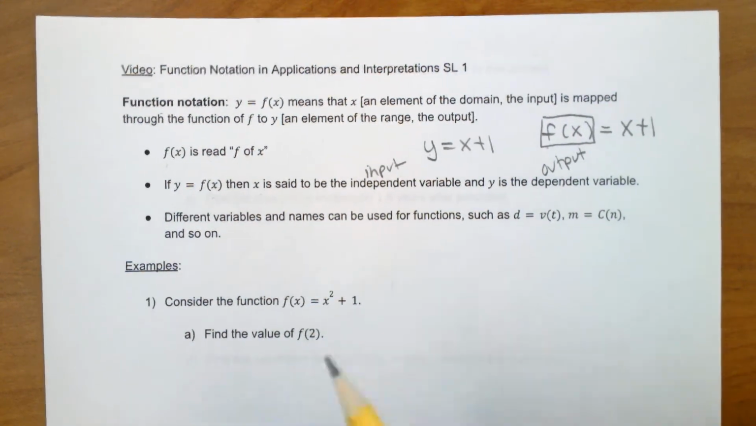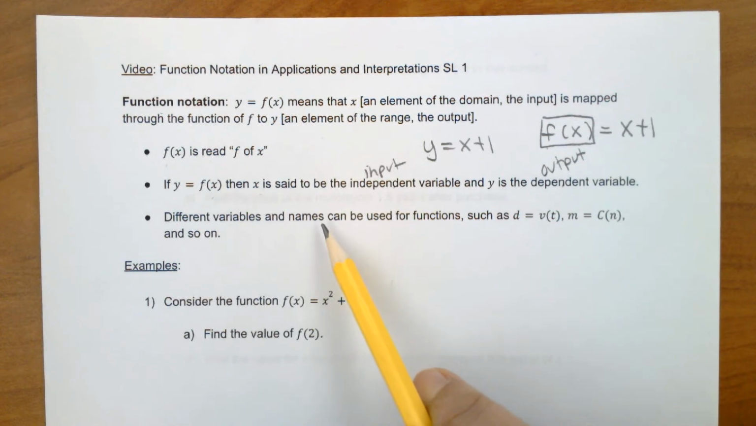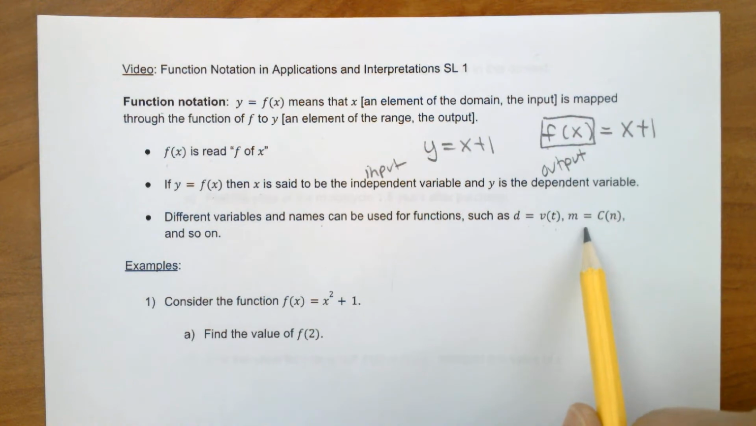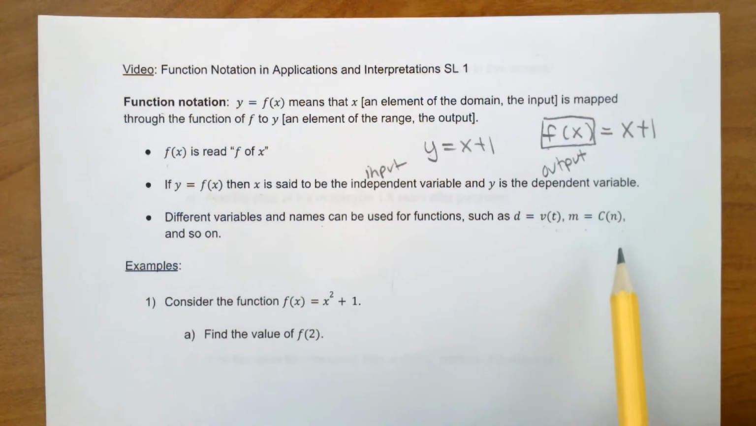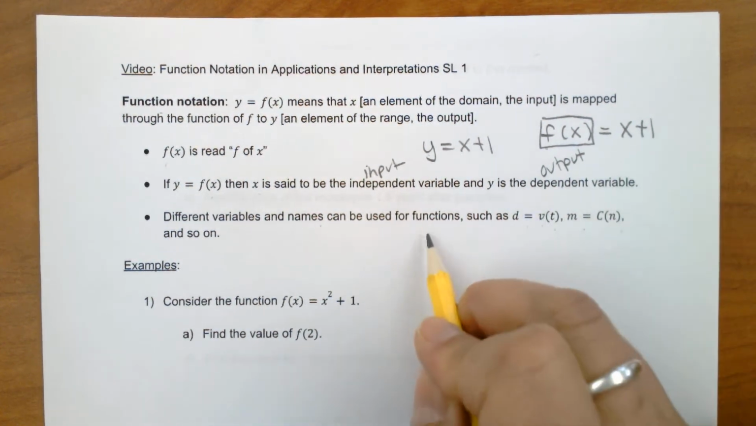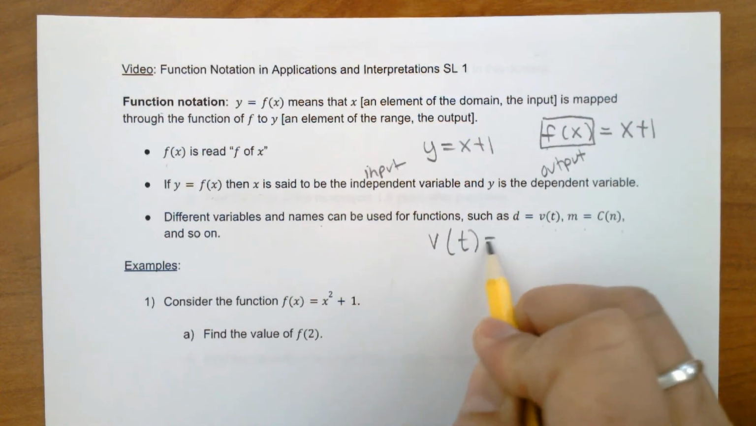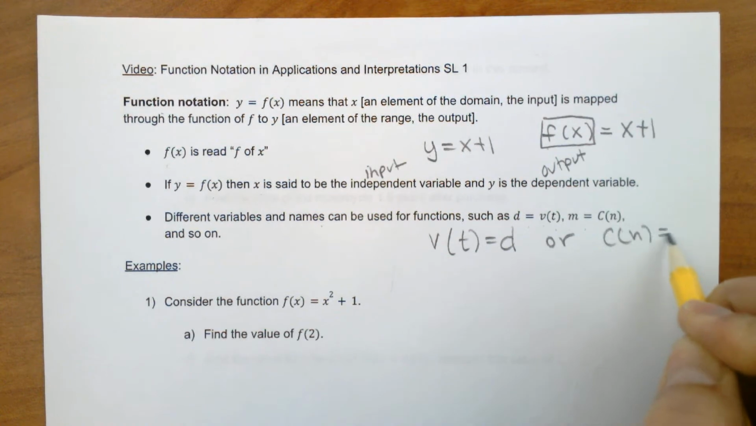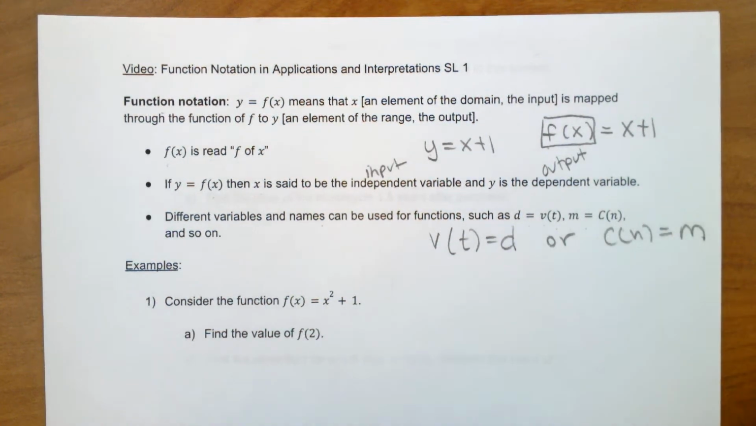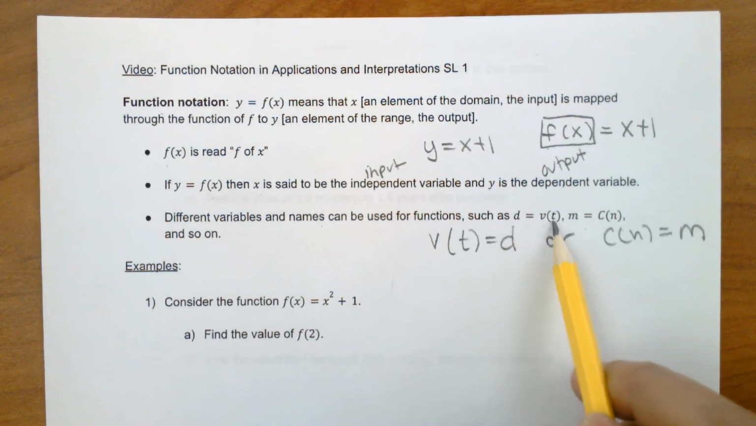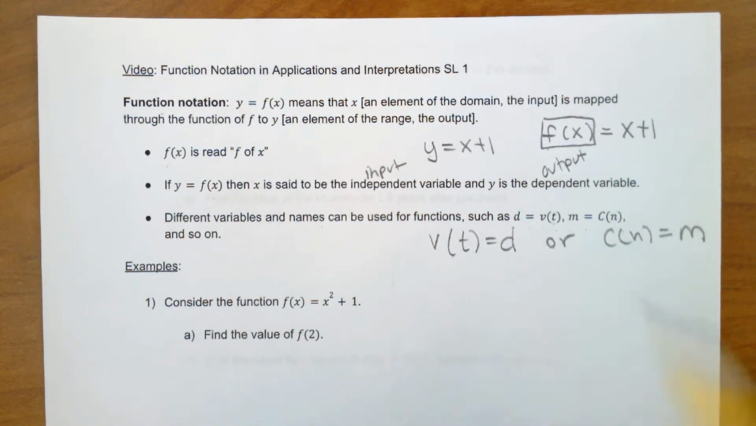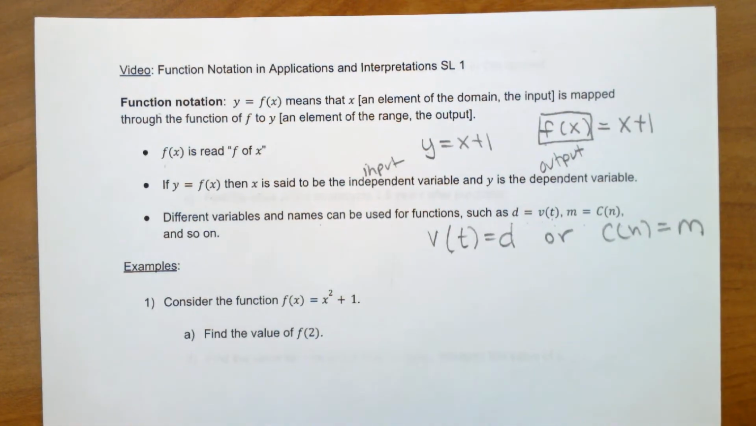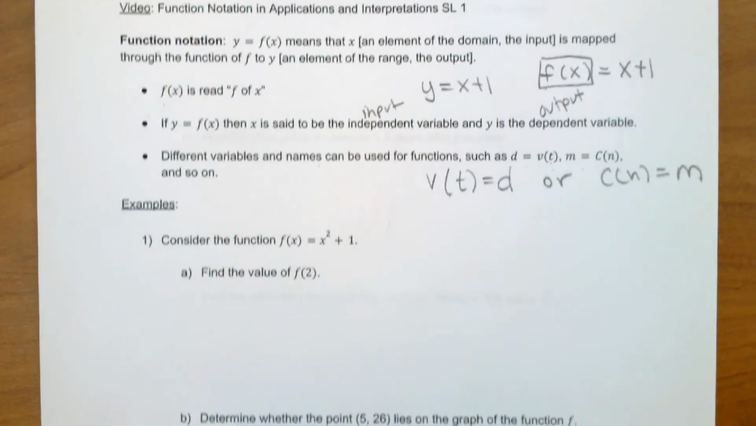Okay. Different variables and names can be used for different functions, such as d equals v of t, m equals c of n, and so on. We can also write it the other way around. So you might see v of t equals d, or you might see c of n equals m. So it could either be written this way or flipped this way. Either one, just to let you know. Okay, well, let's learn how to work with these. Let's look at some examples.